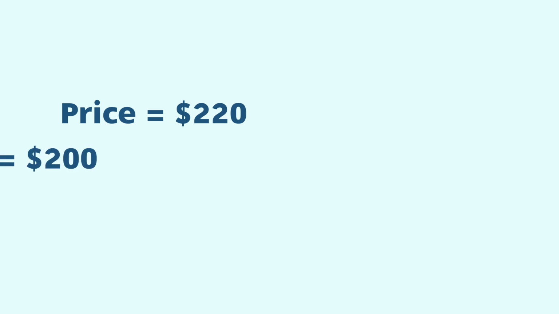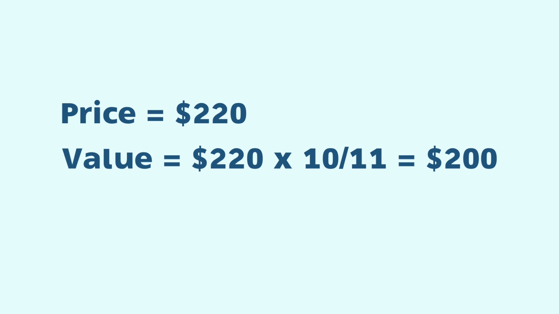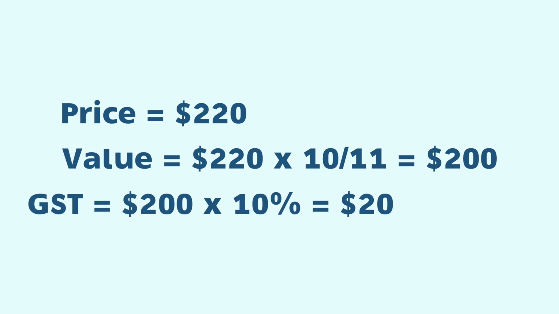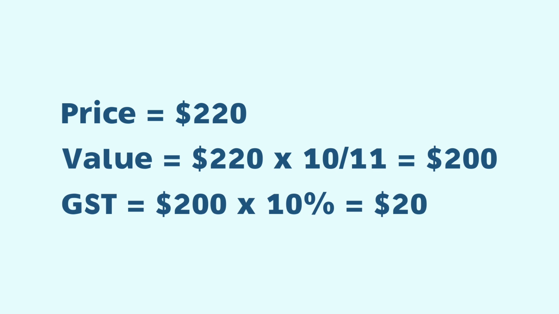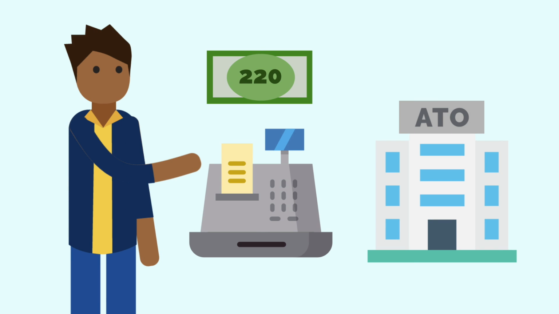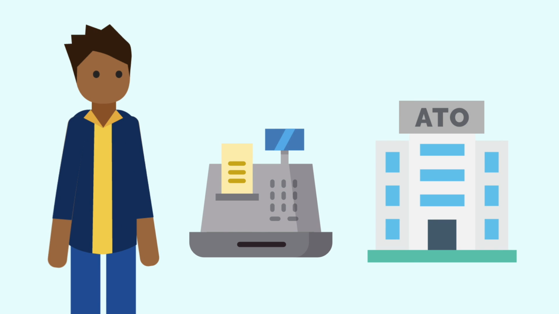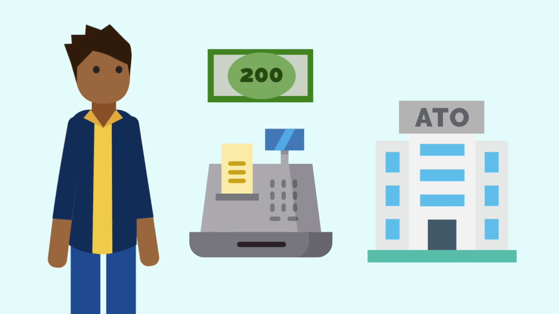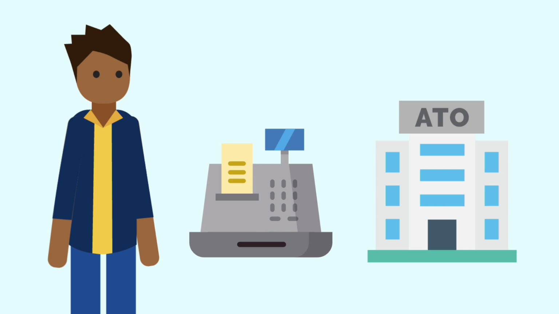In our example, the desk is $220. The value of the desk is $200, calculated as 220 multiplied by 10 over 11. The GST will be $20, the $200 value multiplied by 10%. So, when you pay $220 to the supplier, in this example, the furniture store, they will keep $200 and will be required to send $20 to the ATO.